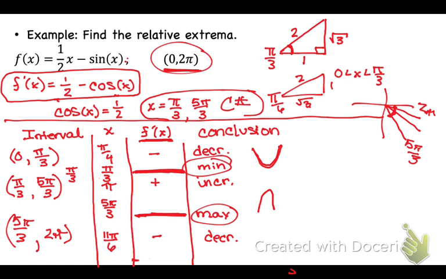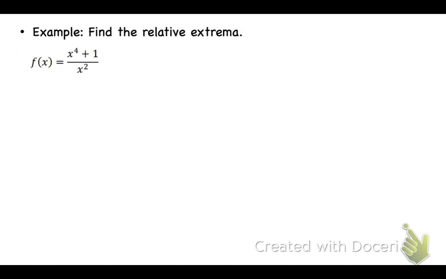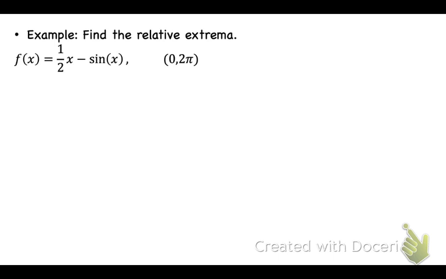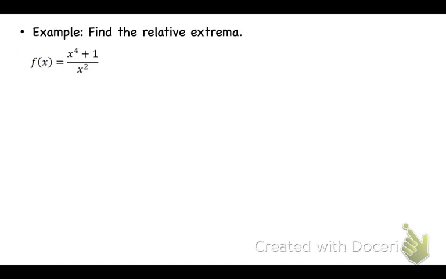Would you like to do one not trigonometric? Like, not with sine, cosine? Okay, you want to do that one? Or do you want to do that one? That one. Okay, one's a quotient rule and one's a chain rule, I think. Not that one. Okay, so f of x equals x to the fourth plus 1 over x squared.